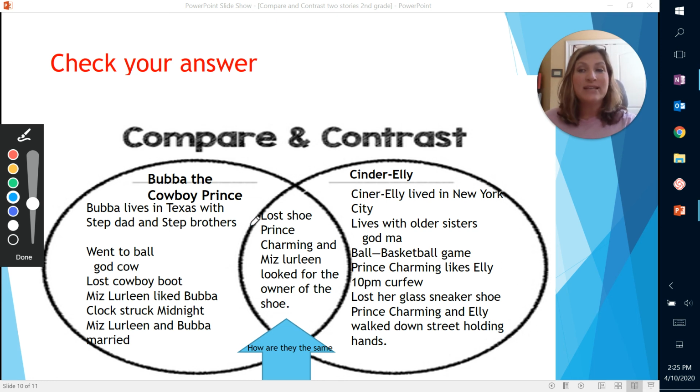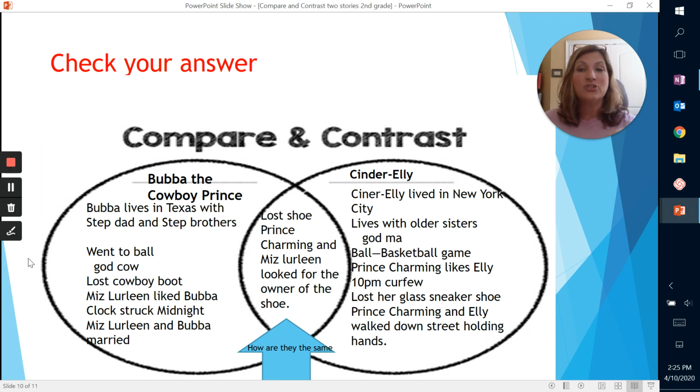So I hope you guys enjoyed comparing and contrasting these two stories. If you have any questions, please don't hesitate to message me on Talking Points so that I can help you further compare and contrast stories that you're reading at home.